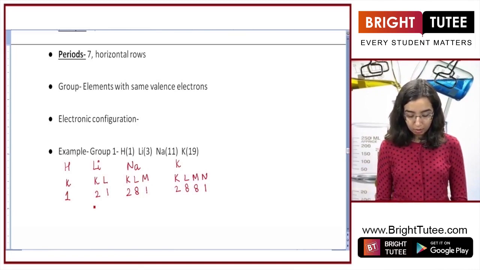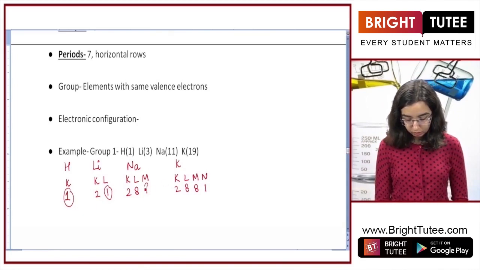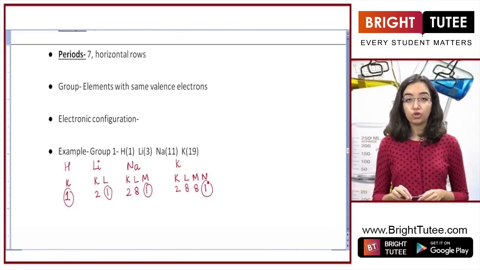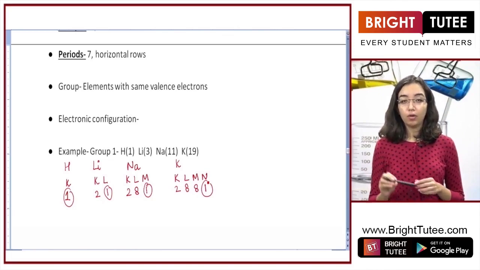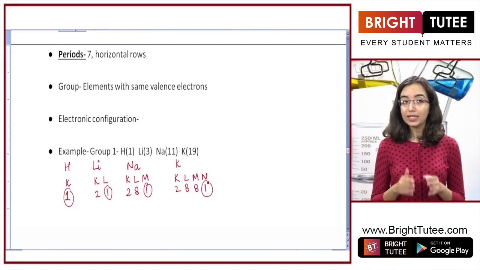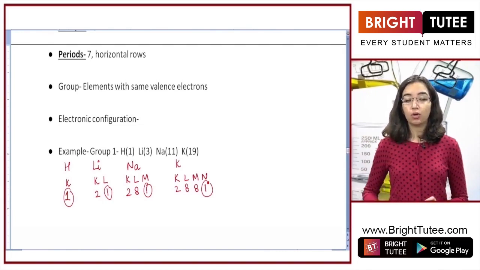Now you see what is the common pattern here? They all have 1 electron in their outermost shell, right? The electronic configuration of the element will show us the number of valence electrons, and you see that in any group that you take, the valence electrons will be the same.